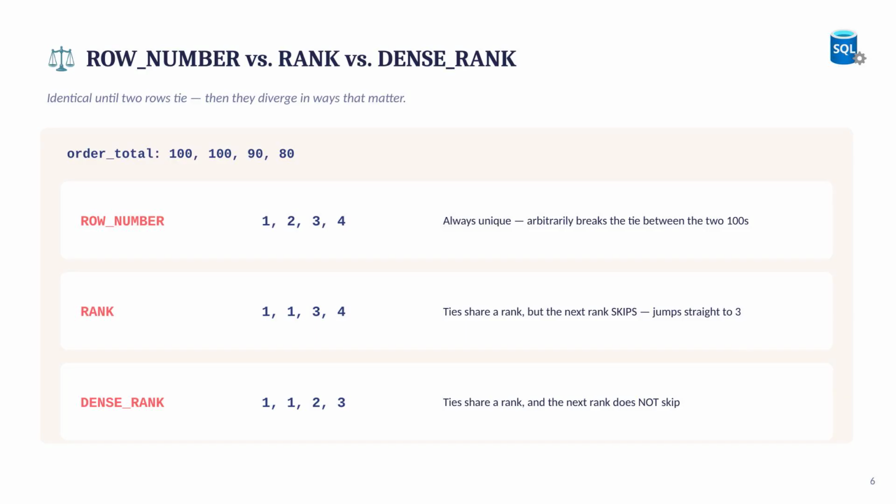RANK gives you 1, 1, 3, 4, ties share a rank, but the next rank skips ahead, jumping straight to 3. DENSE_RANK gives you 1, 1, 2, 3, ties share a rank too, but the next rank does not skip at all. Taking the wrong one silently changes what counts as, say, your top 3 results.